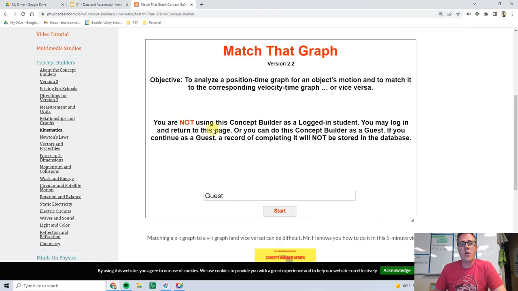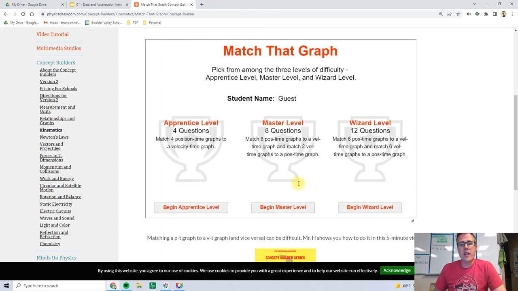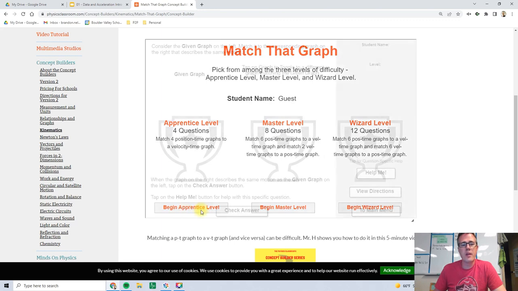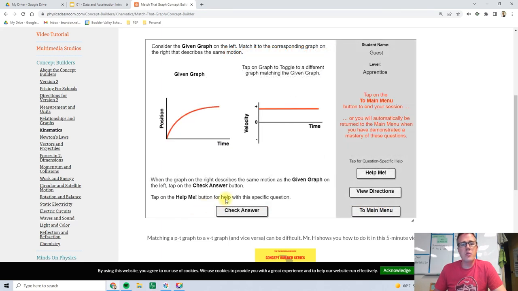When you get here, it's going to ask you for a name. Just leave it as guest and then click start. Your next task is to choose a level. I would like you to start with the apprentice levels, just four questions. But of course, if you're feeling like these are far too easy for you, feel free to move up the difficulty level. Once you begin, it's going to show you two different graphs.